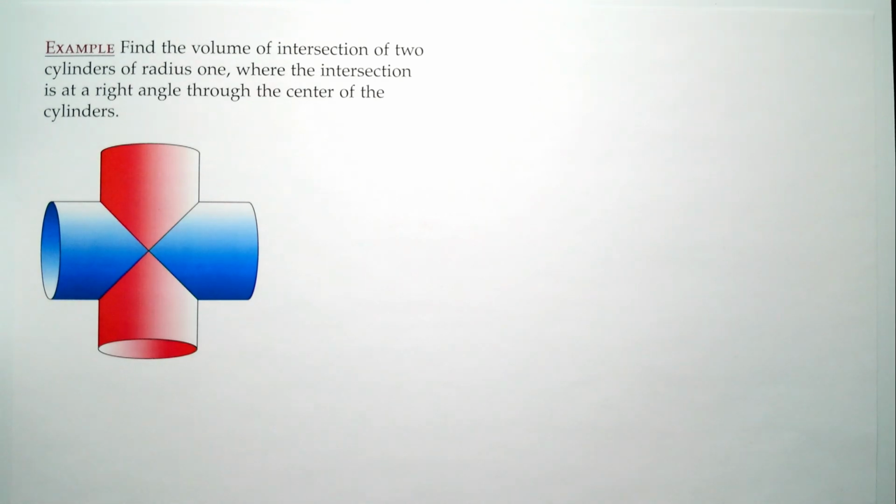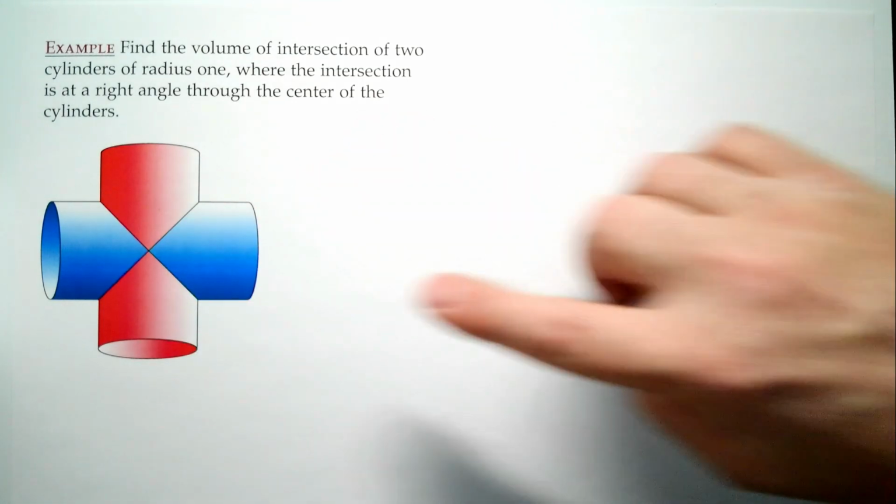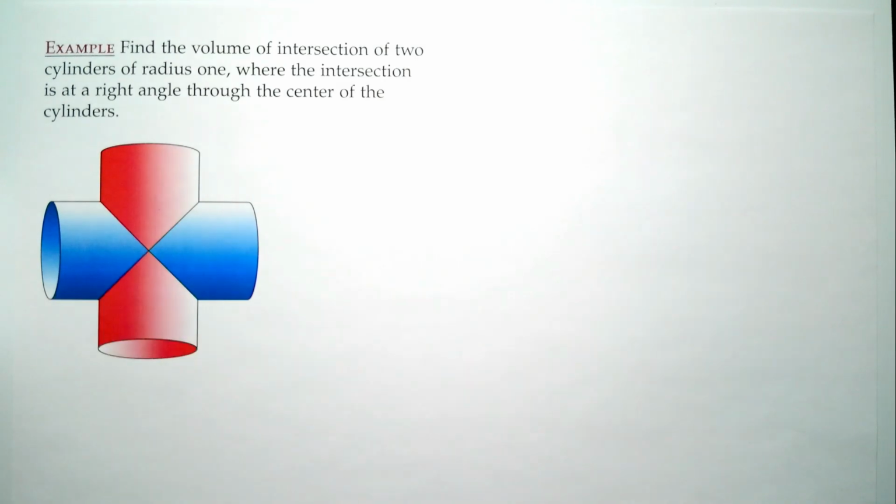Now, one of the things you could do is, if you look down the various cylinders here, so if you look through this red cylinder, what you would see is you'd actually see a circle. If you look through the blue cylinder, you'd see a circle. And if you look from above, what would you see? You see a square. What square would you see? Well, I probably should use a color that shows up on red.